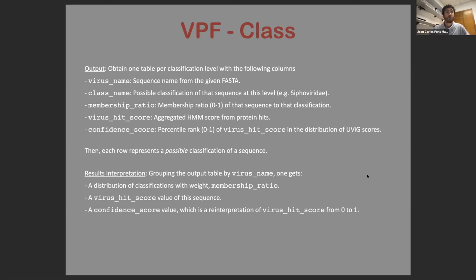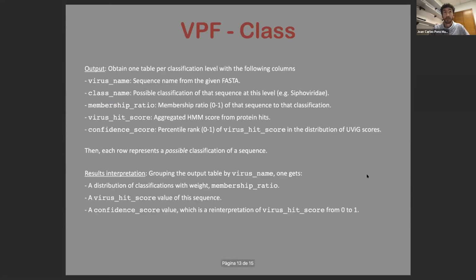Then each row in this classification is a possible classification of a sequence. How can these results be interpreted? If we group the output table by the virus name, one gets a distributional classification with weight, that is the membership ratio, a virus hit score, and the confidence score, which is a reinterpretation of how good my result is, as a number between 0 and 1.